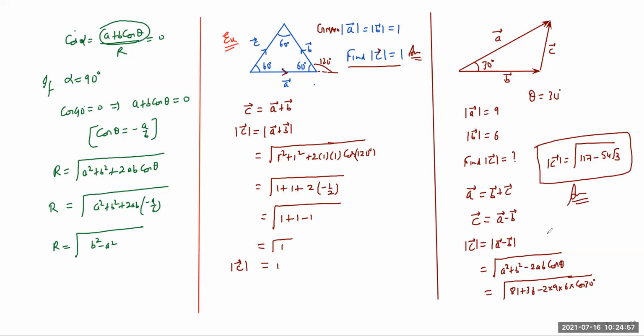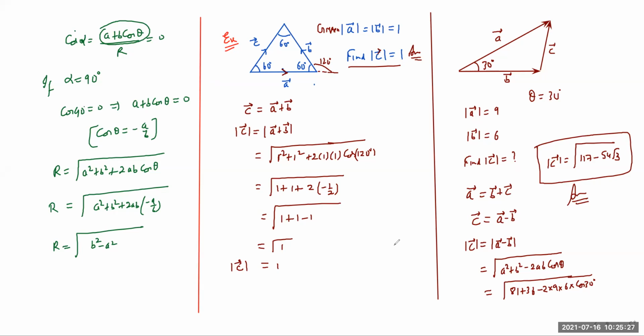Sir, I did the opposite way. I took 9 is equal to 36 plus C square plus 2 into 6 into C into cos 30. So you got the quadratic then. Yes, sir. If you solve the quadratic, you will get the same answer, but that becomes really hectic.